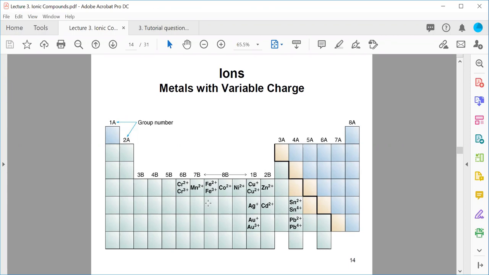All right, this is a really important slide because it determines very much how we name certain ionic compounds. So those compounds that form ions with variable charges, we name quite differently to how we name our normal ionic compounds. All right, so keep slide 14 in mind because I'll be referring back to this slide.